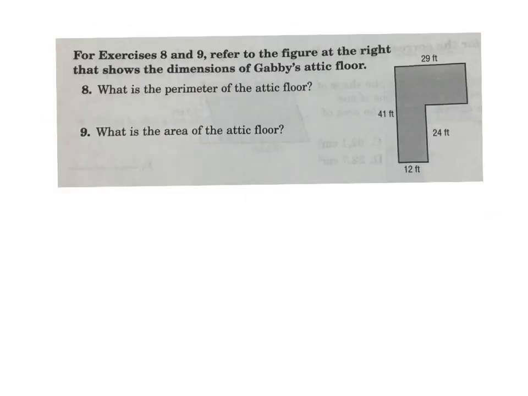Here's the second part of the test. For exercises 8 and 9, refer to the figure at the right that shows the dimensions of Gabby's attic floor. So we need to find the perimeter and the area. Go ahead and do that. It's a composite figure, so just go ahead and try it in terms of the area. The perimeter, you have to do a little figuring there too. So give it a try, pause the video, come back, and if you got it, great. If not, you'll learn from me.